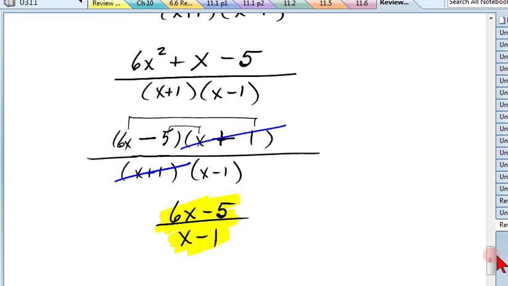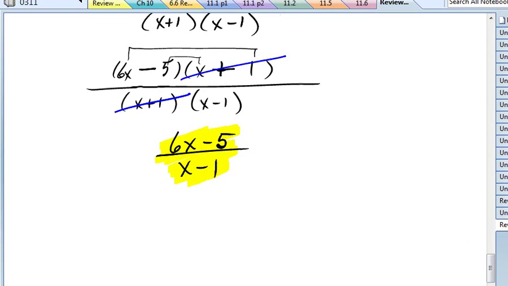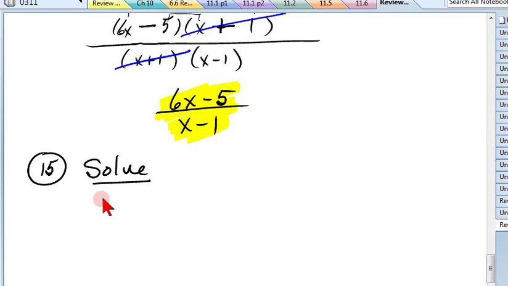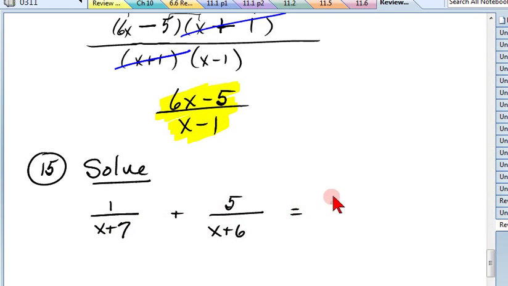All right, number 15. This time, it's the first time I've seen the instruction solve. So I have an equation that's about to come up. And I'm going to leave a little space. I have 1 over x plus 7 plus 5 over x plus 6 is equal to negative 1 over x squared plus 13x plus 42.